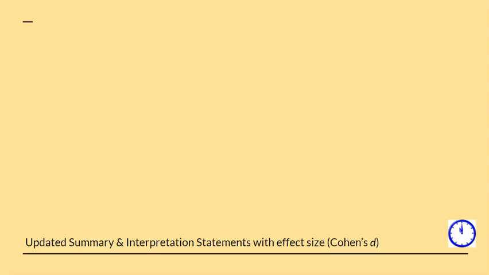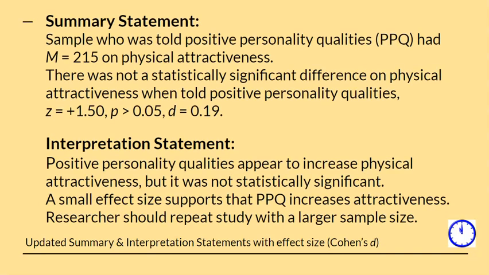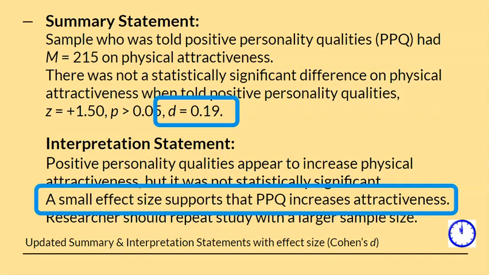Now, let's review these updated summary and interpretation statements again, but if we fail to reject the null hypothesis. Now, if the sample mean was a mean of 215, then the study was not statistically significant. The highlighted sections are how the summaries and interpretation statements will be updated.